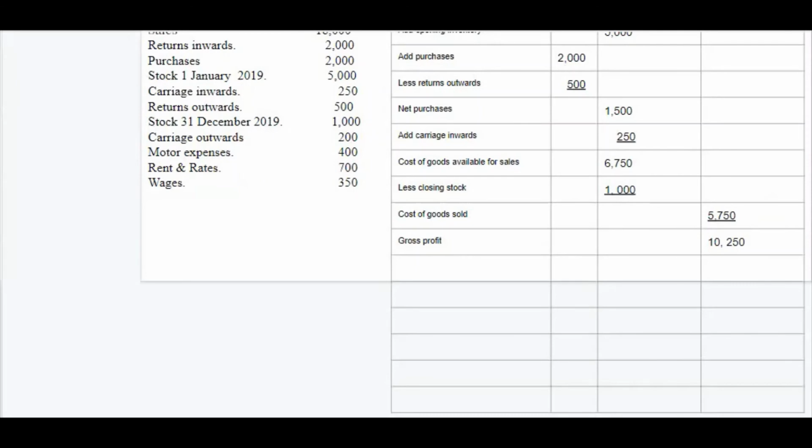Now we are going to calculate the net profit. So first, our heading, we're going to less expenses. So we're going to find all the expenses of the business. So our first expense is carriage outwards.